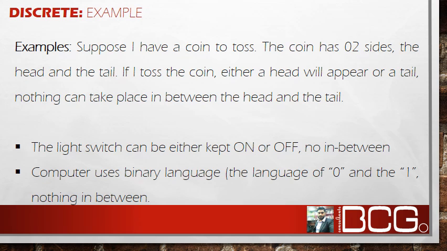Another example can be a light switch. We can keep a light switch either off or on. We cannot define a state in between the two. And in the computer industry, a computer can understand only the binary language, the language of 0 and 1. The computer cannot understand anything between 0 and 1, like 0.5. The computer is unable to understand what 0.5 is. So the binary language is discrete in nature as well.